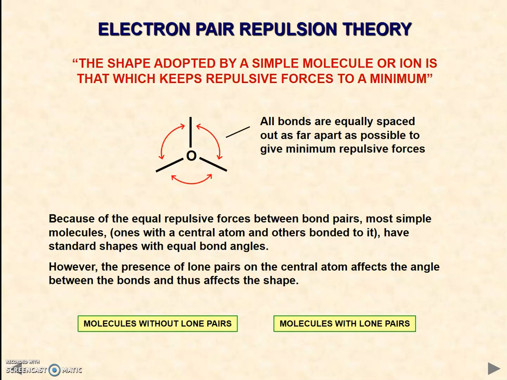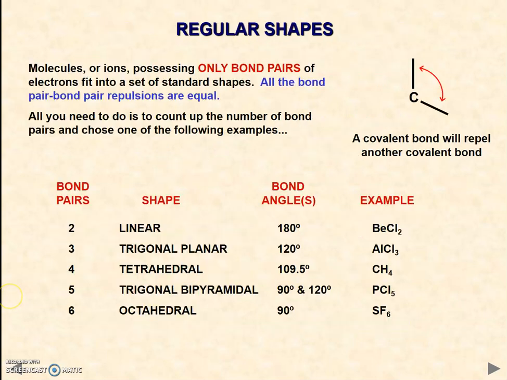As I mentioned a moment ago, we have molecules which have lone pairs of electrons and molecules which don't have lone pairs of electrons. The lone pairs of electrons exert a greater repulsive force than bonding pairs of electrons. So we're going to look at molecules which have just bonding pairs of electrons first of all.